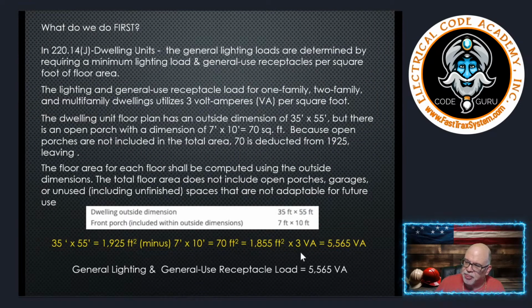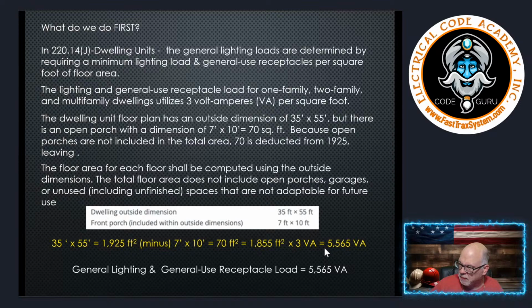And again, at 3 VA per square foot, we multiply the 1,855 times 3. That is 5,565. Now, you guys have heard me say this over and over again: do not trust my math. The only way you get better at the NEC is to make sure you have your calculator and work it out. So I'm working it out right here with you. So I'm going to put this down, and I've already calculated 3 times the 1,855.